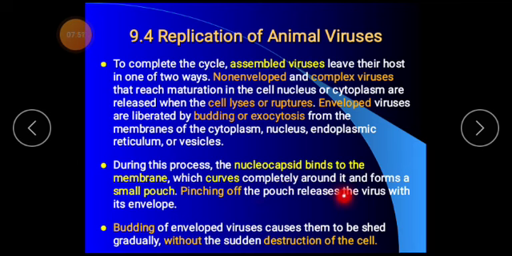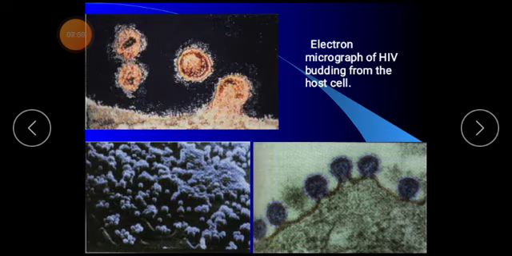So here, this is how the process takes place. These figures are taken under a microscope to be viewed and magnified, an electron micrograph of HIV budding from the host cell. This is how HIV buds from the host cell. These host cells, these are the HIV viruses.